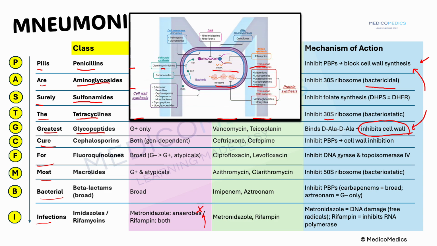Now then, let's move on to cephalosporins. See, cephalosporins are beta-lactams too. They block the penicillin-binding proteins and disrupt cell wall cross-linking, just like penicillins do. But what makes them unique is their generation-based evolution. So we have first generation, third generation, fourth generation, etc.